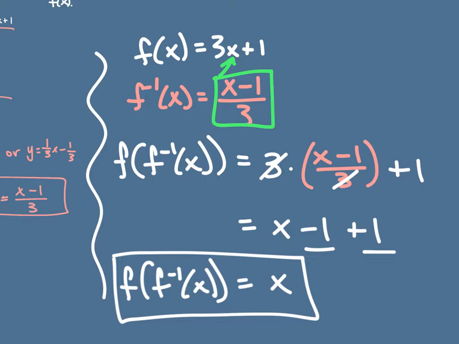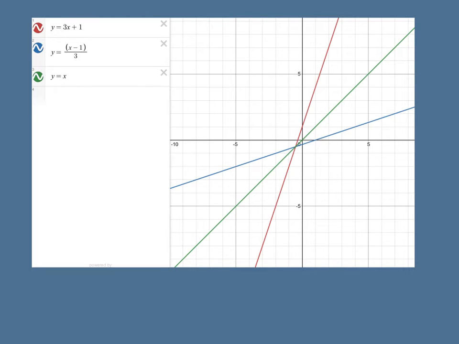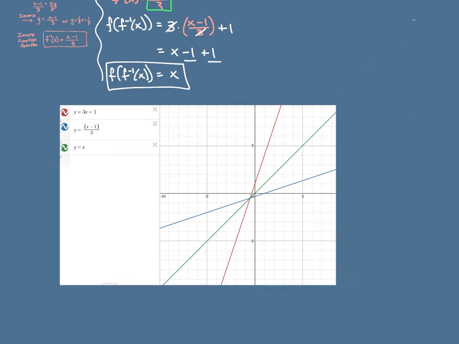All right, let's talk about why this works. When I graph my original function, y equals 3x plus 1, that's my red graph here. When I plot my function (x minus 1) over 3, that's my blue graph here. What we notice about these two graphs is that they are reflected over the line y equals x. Remember, that's what we got when we did our composite function.